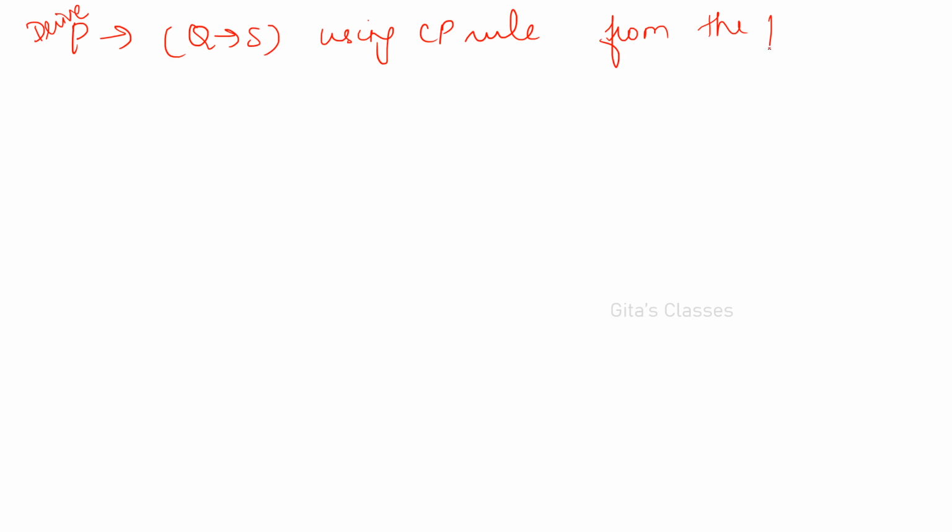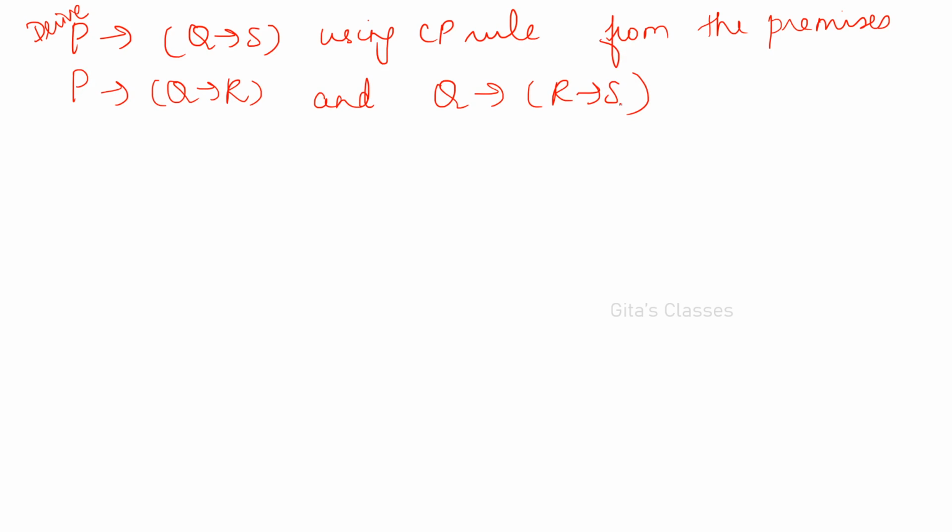Let us see one problem in that. Derive P conditional Q conditional S using CP rule. Derive this P conditional Q conditional S using CP rule from the premises P conditional Q conditional R and Q conditional R conditional S. So this is our conclusion.